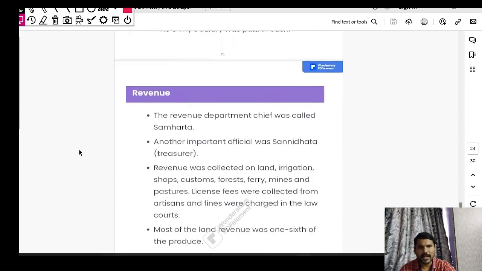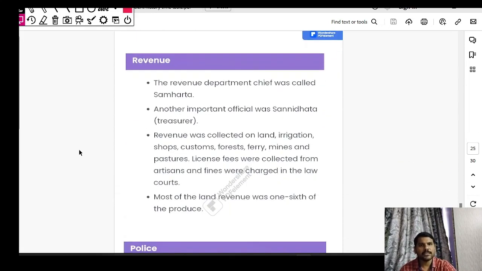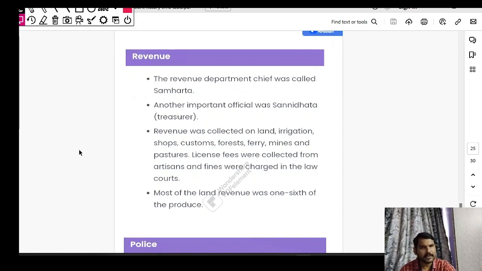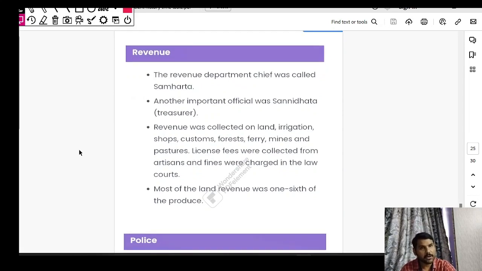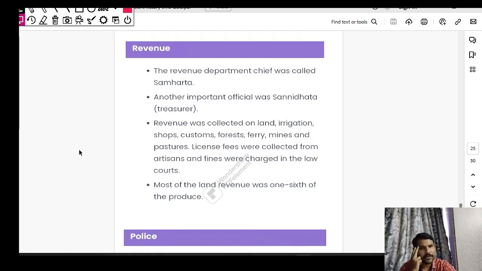The army salary was paid in cash. If you look at the revenue also, Samaharta was the revenue department head and Sannidhata was the treasurer. Revenue was collected on land, irrigation, shops, customs, license fees, etc. Most of the land revenue was one-sixth of the produce. This is again very important. What is the land revenue? One-sixth of the produce. You have to remember that.